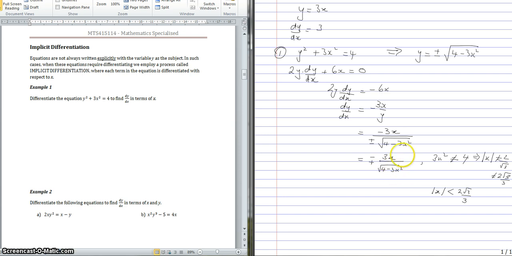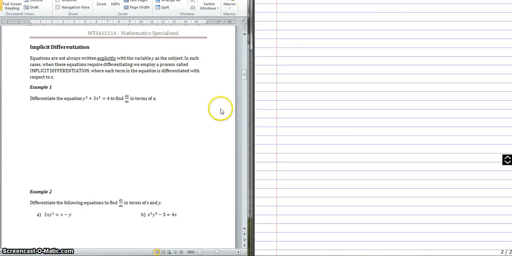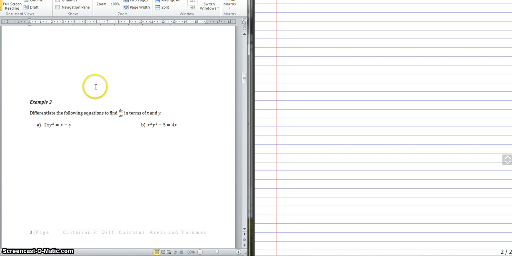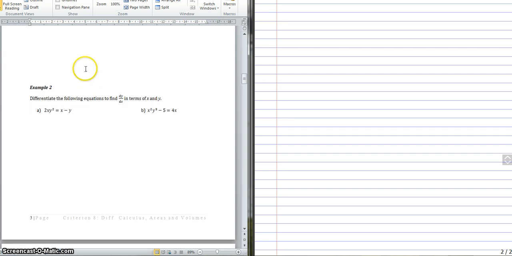Okay, alright, so we're going to look then at the next problem, or a couple of problems here. Okay, example 2, and A, we've got 2xy squared equals x minus y.